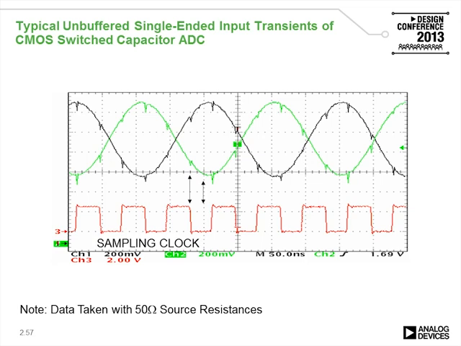Typical unbuffered single-ended input transients are shown in this slide. You can see that the signals are being affected by the switching transients, and these transients match the edges of the sampling clock.